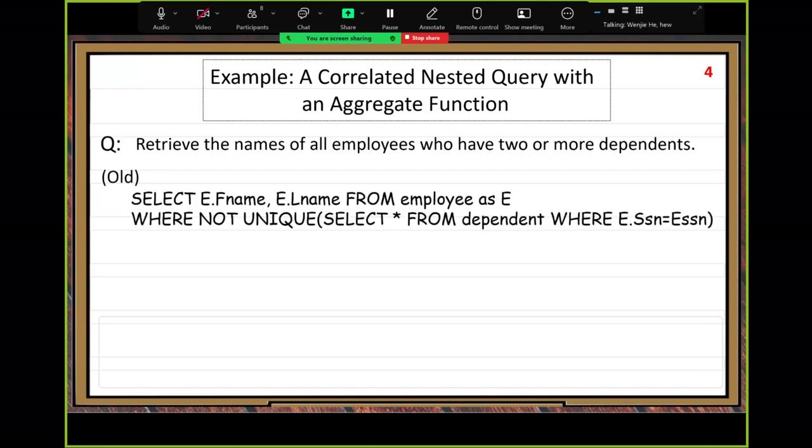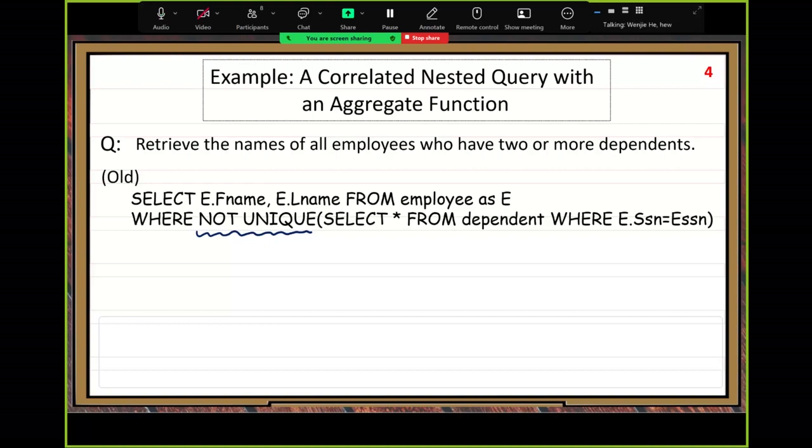Old way, new way. The old way, there is not a unique function. So the meaning of this unique function: if a row appears exactly once, then the unique function returns true. If a row is repeated more than once, then the unique function returns false. That's the meaning of the unique function.